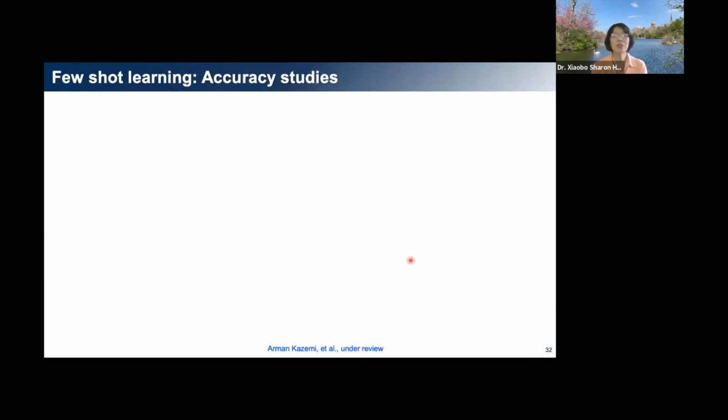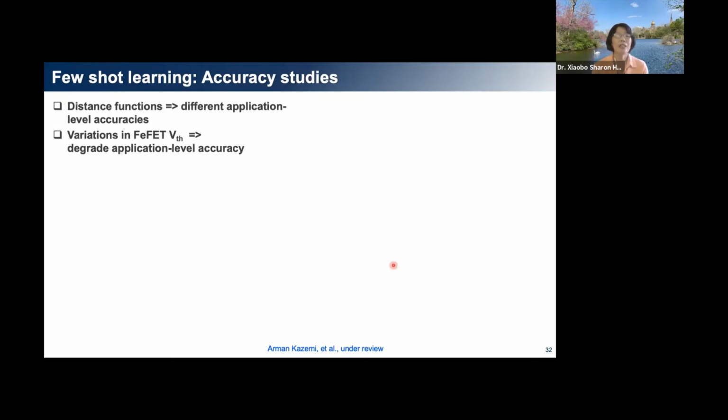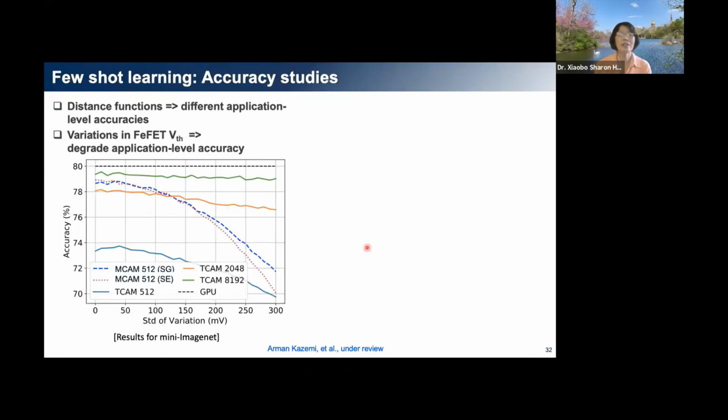Without going into the details of how we did all these explorations, let's look at some accuracy results, which show that the different choices can lead to different accuracies. Recall I said CAMs can implement different distance functions, and they can also have variations. So in this case, I plotted accuracy versus standard deviation of device variations. Now we consider the GPU. This is the floating point GPU accuracy.